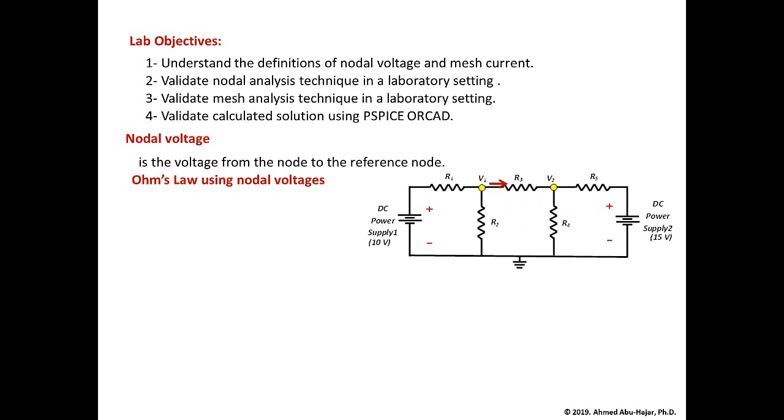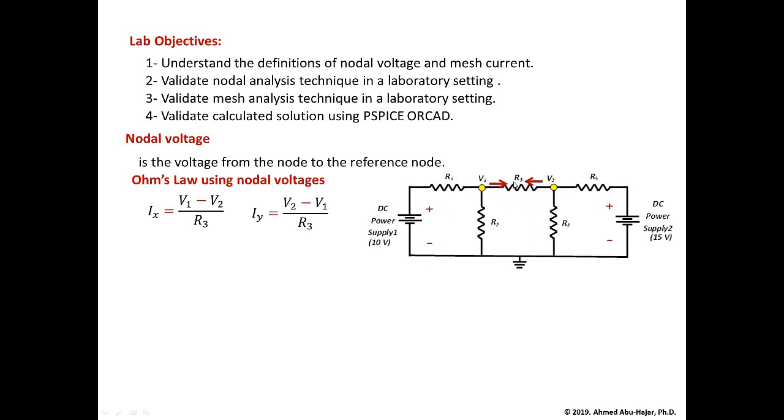So the current here, I'm going to call it Ix, will be V1 minus V2 over R3. If I ask what's the current in the opposite direction, it's going to be V2 minus V1 over R3. I can call it Iy. Iy will equal V2 minus V1 over R3. Of course, this comes from KVL and Ohm's law.